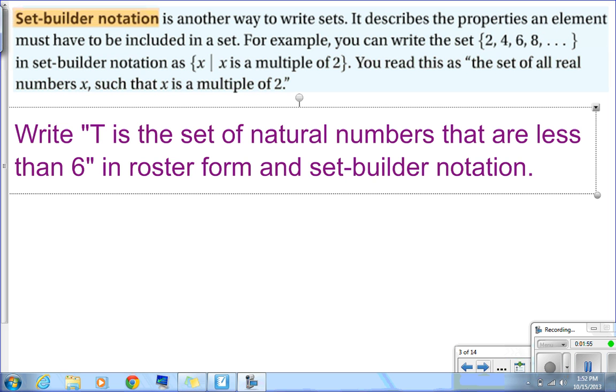Set builder notation. This is where it might get a little confusing, so pay attention. So set builder notation is another way to write sets. It describes the properties an element must have to be included in a set. For example, if we have the set in roster form, 2, 4, 6, 8, and it continues on, so 10, 12, 14, 16, 18. In set builder notation, we would write it as the set of all real numbers x such that x is a multiple of 2.